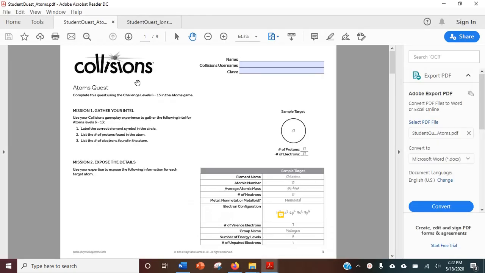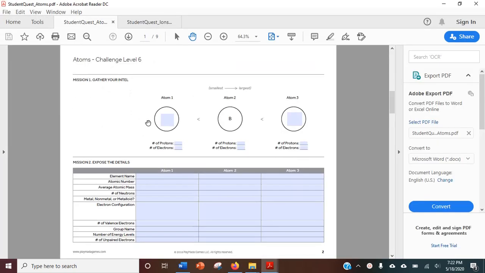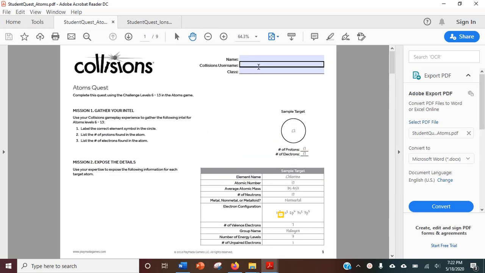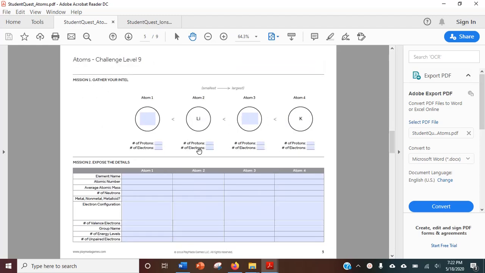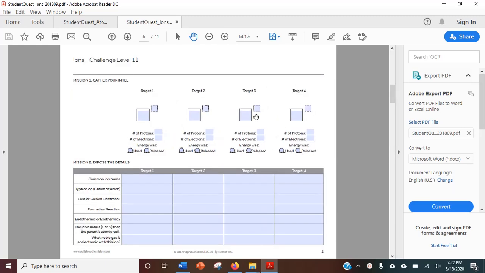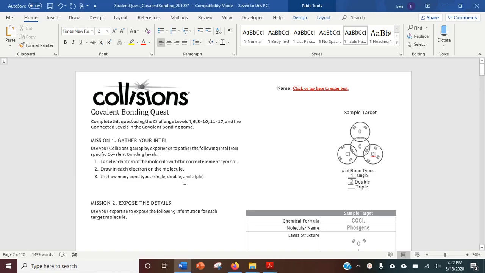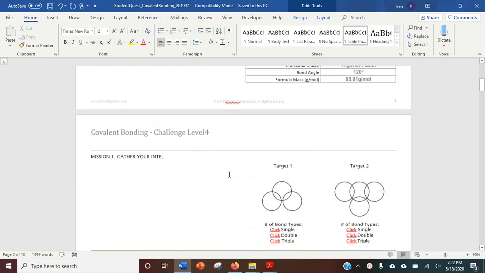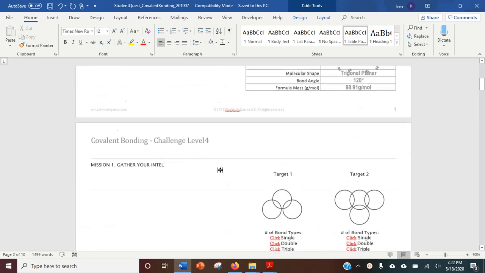So for atoms, if you download the atom quest, it should look like this. These are fillable blanks of the PDF in which you can write your name, as well as fill in the answers. This is for ions. So you can download the ion one. You want to do the ion one. And the last one is the covalent bond one, which is a Word document.